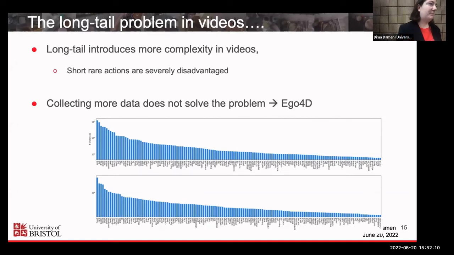I think that my argument is we should form problems that match real life. If we form problems that don't match real life, they will remain as problems we can talk about at CVPR, but they're not going to really go further into solving real life.